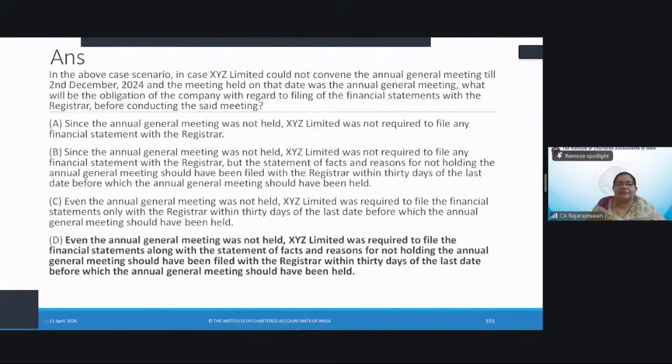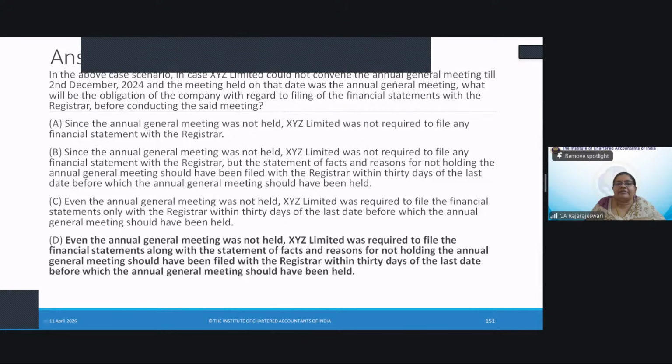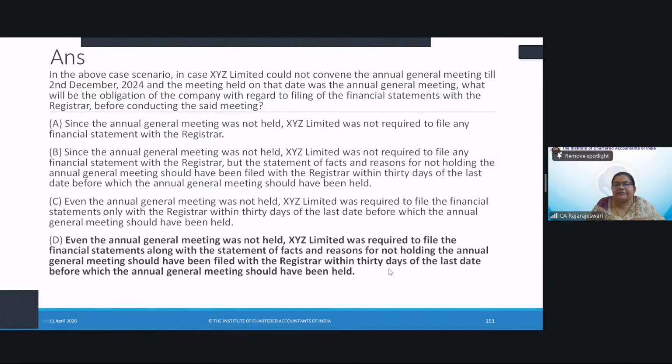So the answer is, even if the annual general meeting was not held. Many have given the answer, but here the annual general meeting was not held. Definitely, it should specify the reasons for not holding the annual general meeting. See, B and D are quite similar, but what is the thing? It was not held, so was not required to file. Here it has been specified, not required to file.